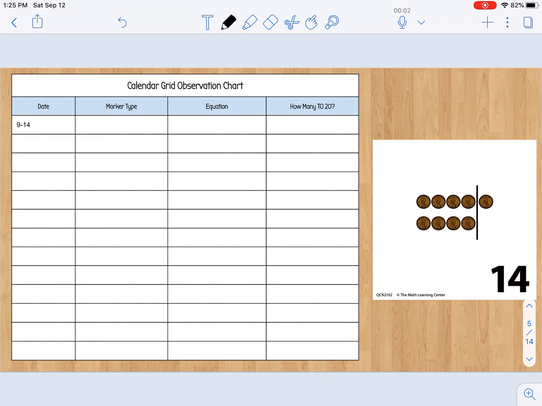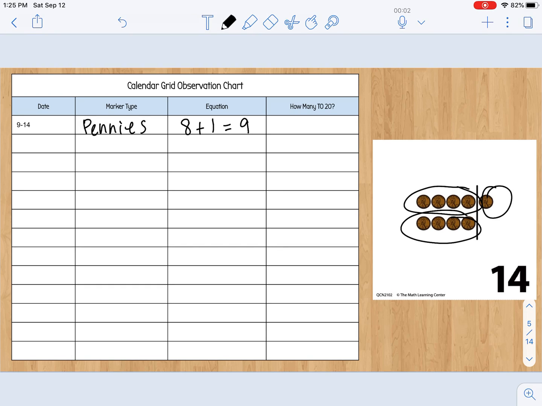Now moving on to today's calendar marker for Monday, September 14th. I can see pennies in today's picture, so I'm going to write that under my marker type. If I look on the left, I know that I can use a doubles fact to help me figure out how many pennies there are, since I see 4 and 4. So I know that I have 8 on one side, and I have one more penny on the right side, so I have 8 plus 1 for my equation. What's 8 plus 1, everybody? Good. We have a total of 9 pennies in my equation.